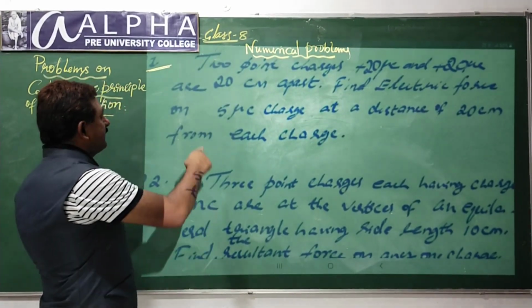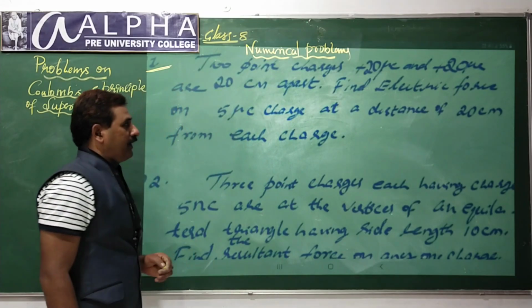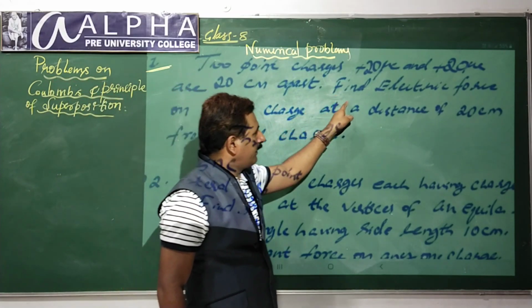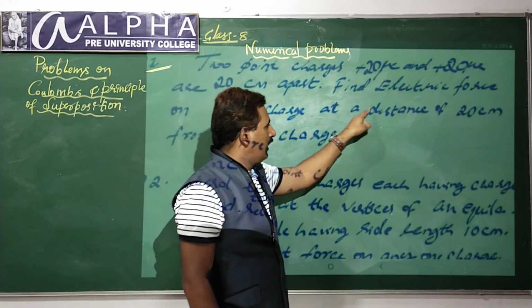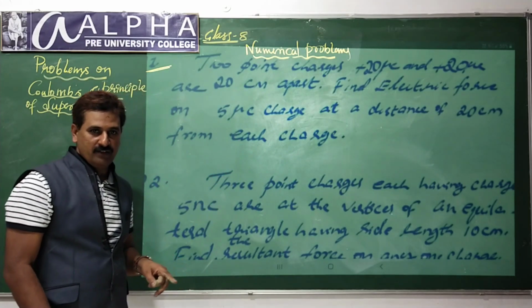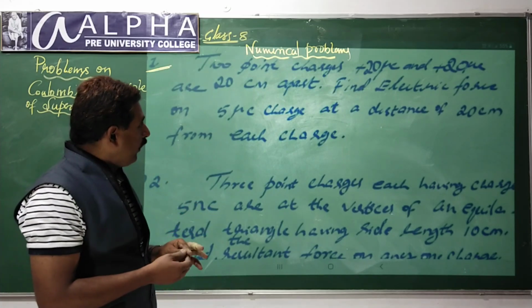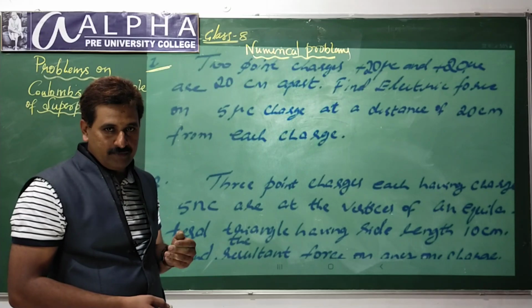The first problem is there are 2 point charges plus 20 microcoulomb, 20 centimeter apart. Find the electric force on a 5 microcoulomb charge at a distance of 20 centimeter from each charge. Very simple. Students, to solve problems, once you read the problem, collect the data in your mind.